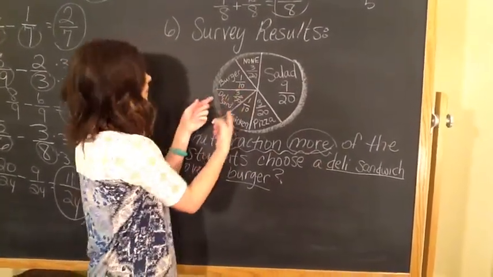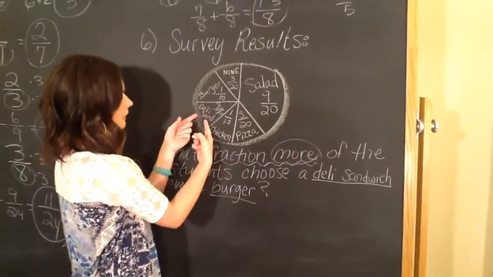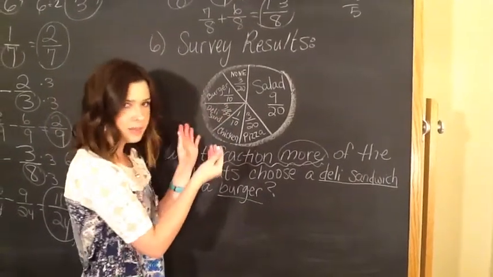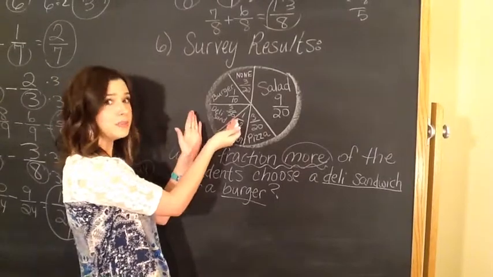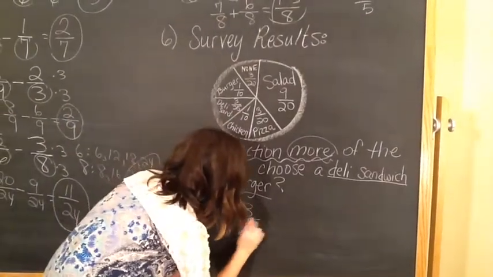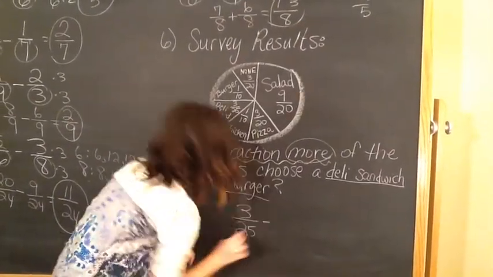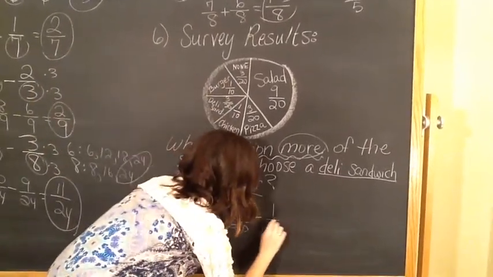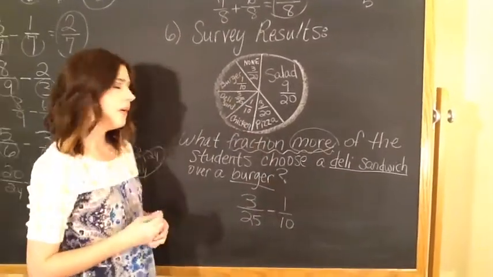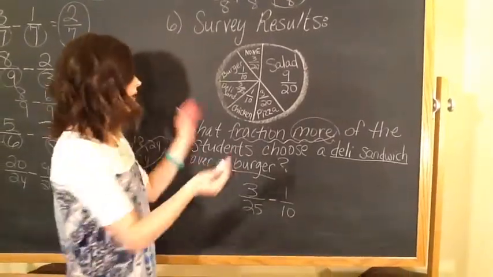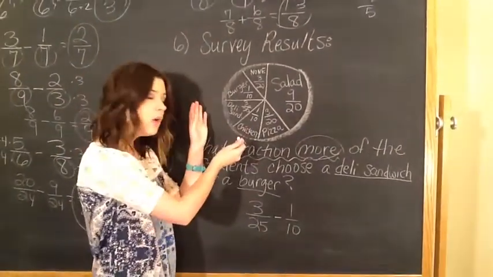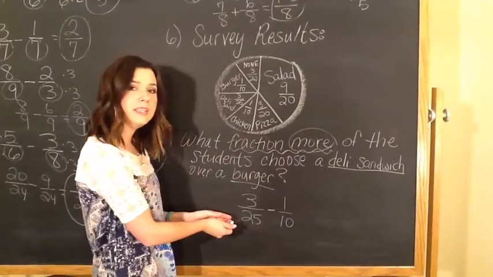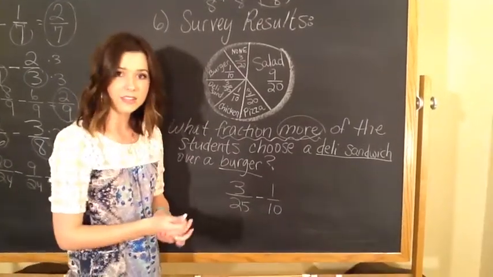So right here we look on our chart and we see that here's the deli sandwiches. That's 3/25. It might be small for you to see, but it's here and it says 3/25. So we have 3/25 minus our burger, which is 1/10. So minus 1/10. So now we need to go ahead and look at our two fractions. We've read our question, we've looked at our data, we've come up with the correct equation that we need to solve. So now let's go ahead and solve it.